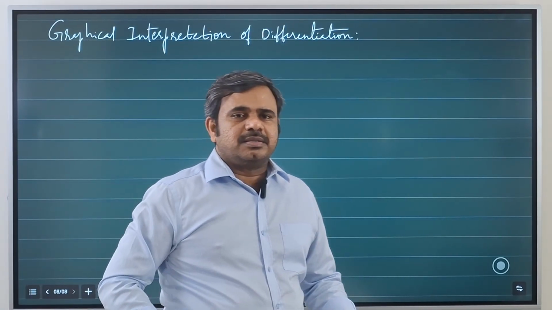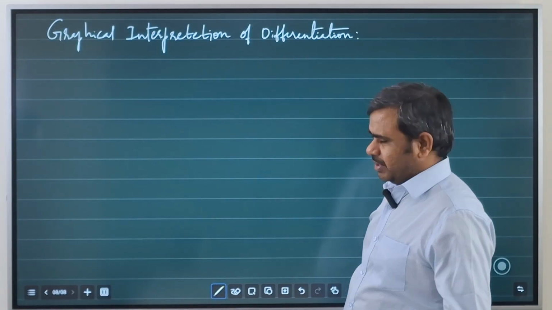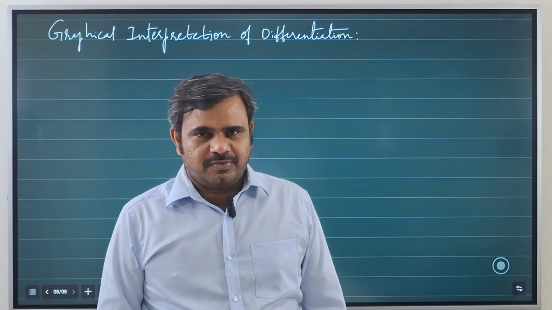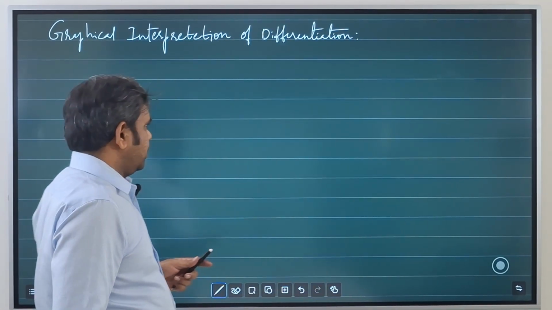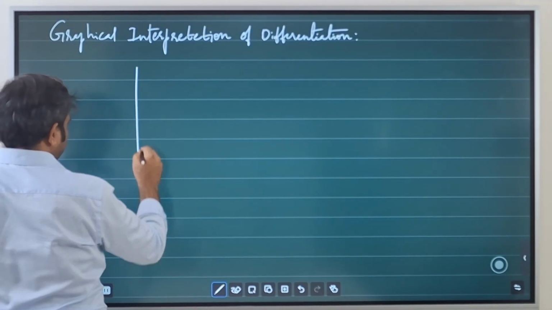Now let us discuss the graphical interpretation of differentiation. What does differentiation mean on a graph? So how do we explain differentiation on a graph? Let's try to understand. Let's draw some arbitrary shaped graph.